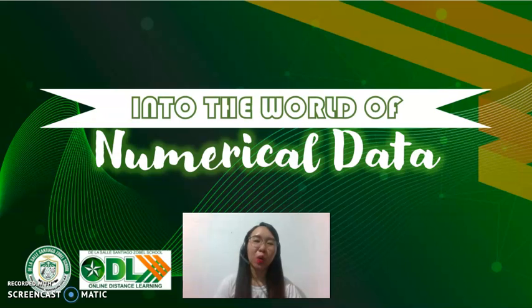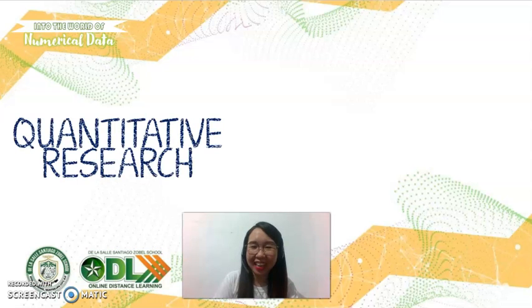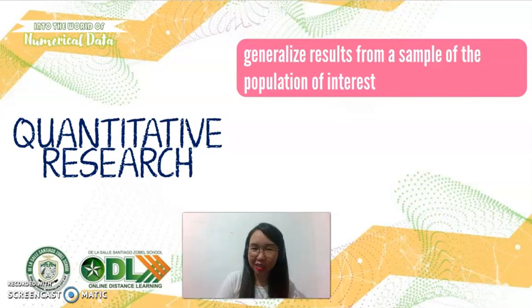And so, we will be tackling more about the characteristics of this quantitative research that we will be dealing with. Quantitative research is more on the generalizability, as we have discussed earlier. So it generalizes results from a sample of the population of interest. And mind you, the sample should be 75% of the 100%, that big.